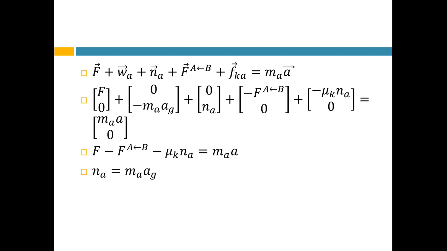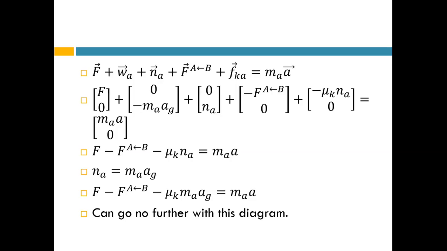I saw 1, I saw 2. There are 3 things we do not know. We do not know the acceleration. We do not know the contact force. We do not know the normal. Having said that, we look at the next equation where we do have an expression for the normal. That allows us to get rid of one of the variables. We can now do a substitution. We can substitute m_A a_g into the normal force.